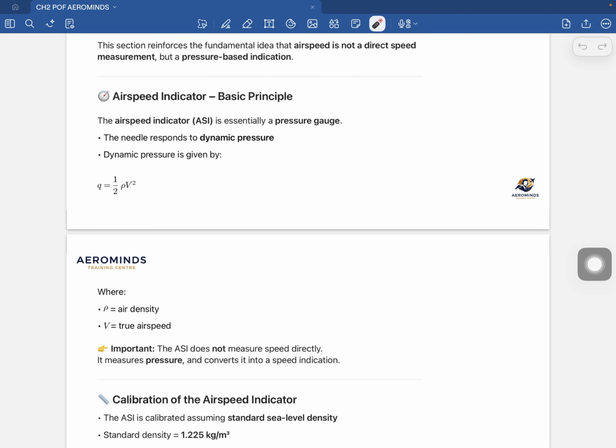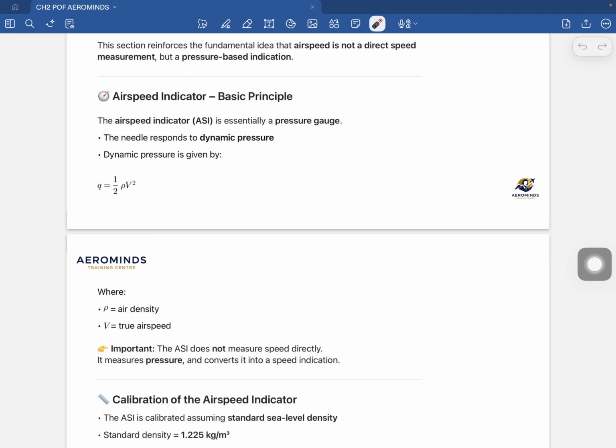What does this tell us in simple language? It tells us that the pressure felt by the aircraft depends on just two things. The first is how dense the air is, and the second is how fast the aircraft is actually moving through that air. If the air is dense, even a low airspeed can create high pressure. Got it? And if the air is thin, you need a higher speed to create that same pressure.